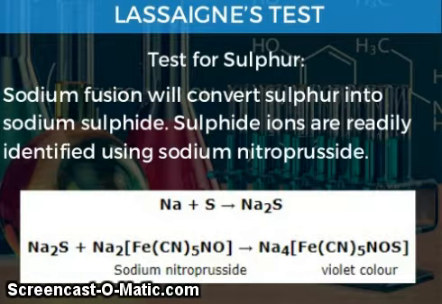Now test for sulfur. Sodium fusion will convert sulfur into sodium sulfide. Sulfide ions are readily identified using sodium nitroprusside. You can see if your compound contains sulfur, it reacts with sodium forming sodium sulfide, and then sodium sulfide reacts with sodium nitroprusside forming a violet color.